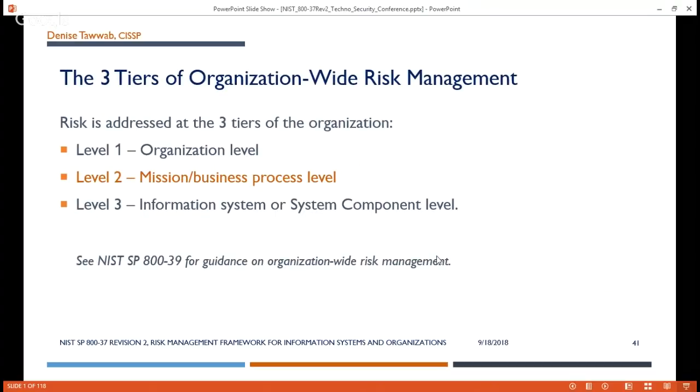So there are 3 tiers of organization-wide risk management. Level 1 is at the organizational level. Level 2 is at the mission business process level. So these are your business units. And level 3 is your information system or system component level. And keep in mind, 837 is dealing with what happens at level 3 at the information system level.